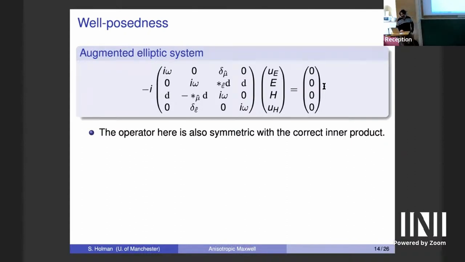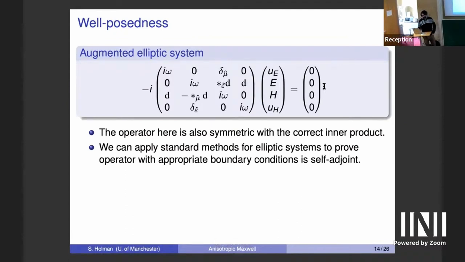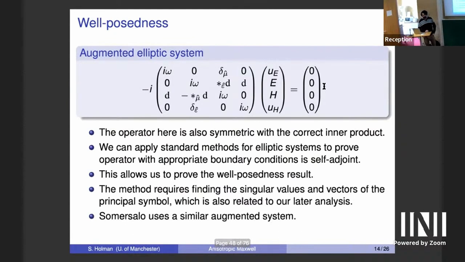We came up with this on our own, trying to understand how to prove well-posedness. But I believe that somewhere there's a reference that used a similar system. So it is something that has been done in the past, and I think it's related to it.